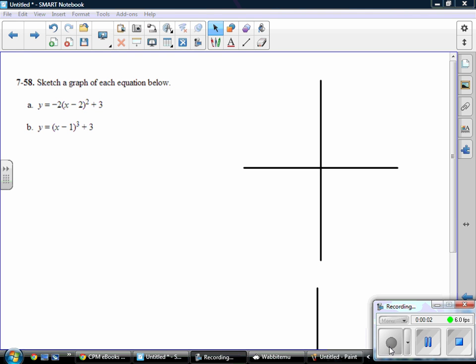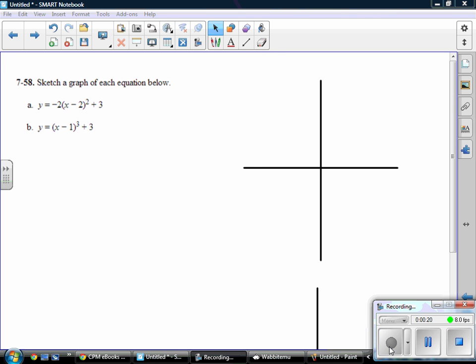This is problem 7-58 from section 7.1.4 homework. It says sketch a graph of each equation below. So it wants you to sketch it, so it doesn't need to be entirely like every point plotted perfectly. We're just trying to get a general idea for what the graph looks like.